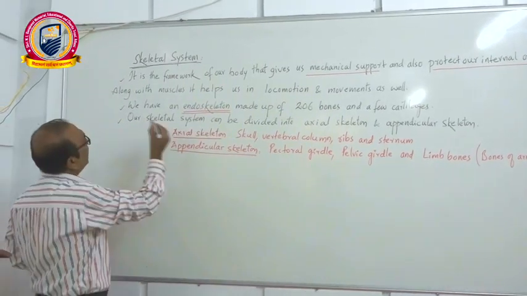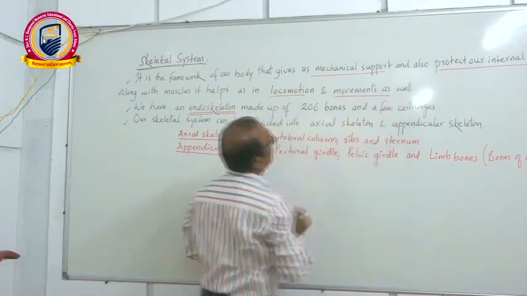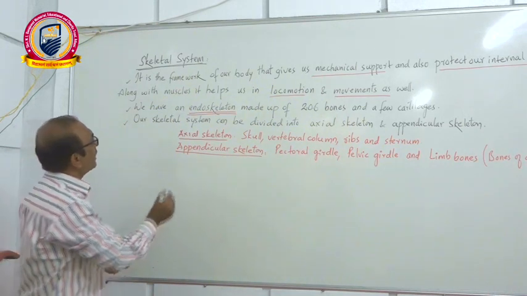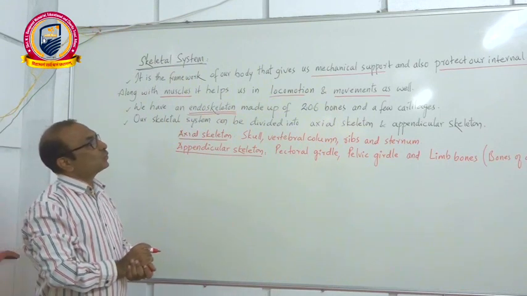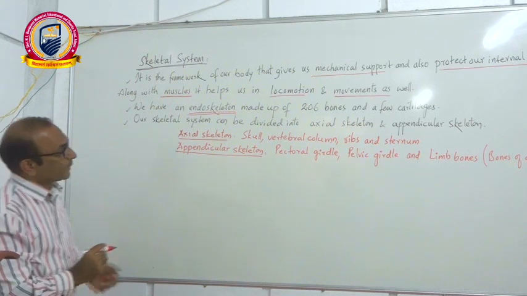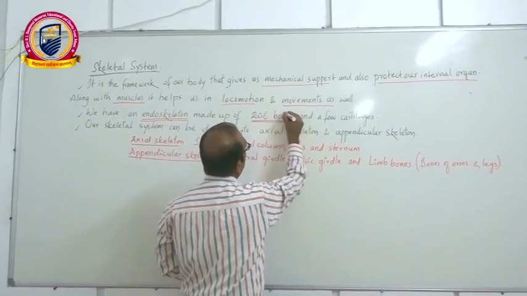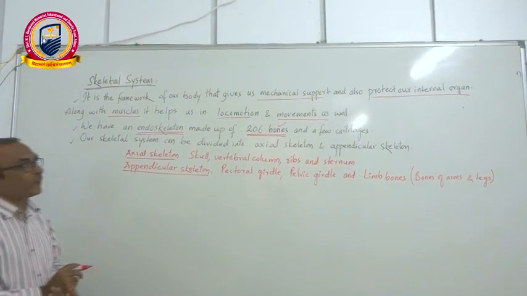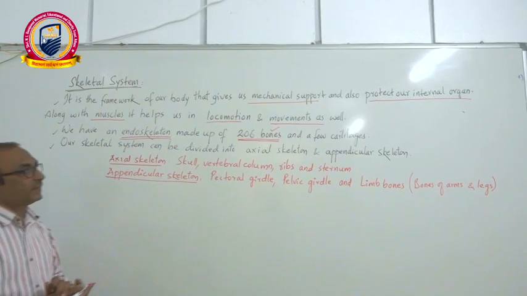It also helps us in locomotion and movement, because these bones, the parts of the skeletal system, are connected to the skeletal muscles, and together these two structures help us in movements and locomotion. Our endoskeleton is made up of how many bones? About 206 bones we have got in our body. We'll learn what these bones are and where they are located.